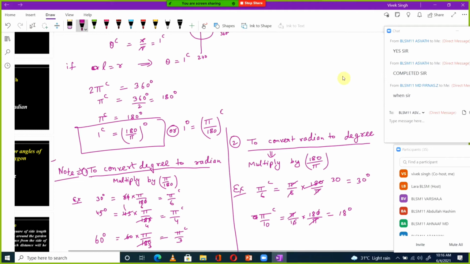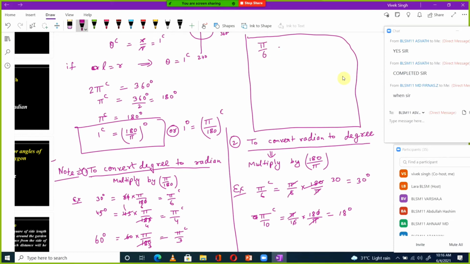So how to convert degree to radian, radian to degree. At least this thing you have to remember. If somewhere they write pi by 6, then automatically you should understand 30 degree. So this part at least you can remember.